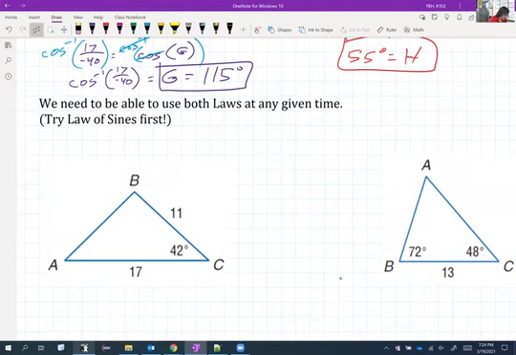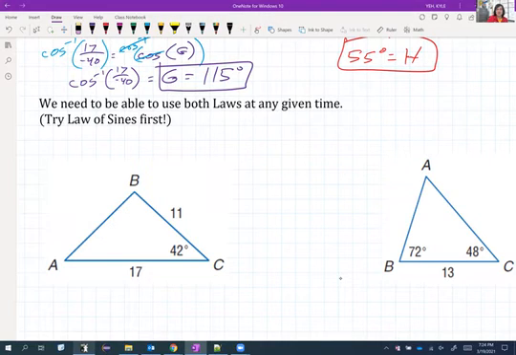So looking at this, the triangle on the left, I don't see a way to avoid law of cosines. There's no perfect pair. You might be saying to yourself, wait a second, what about on the right? There's no perfect pair either. However, we can find that missing angle A because they have to add up to 180, right? It's that 180 trick all over again. So once we find A, we will have a perfect pair. We can use law of sines.